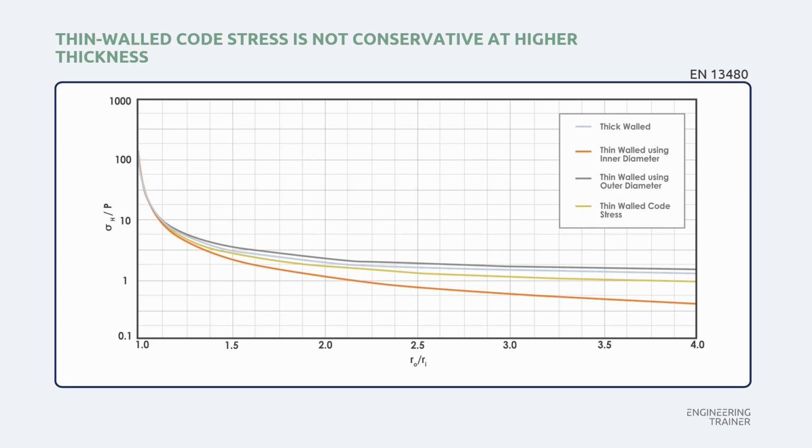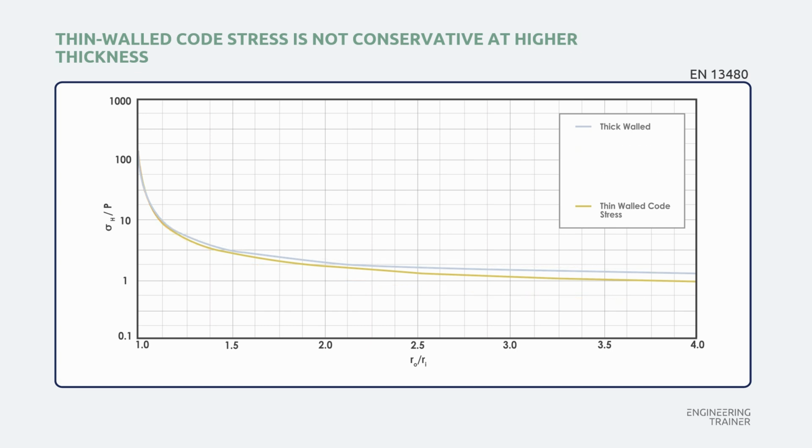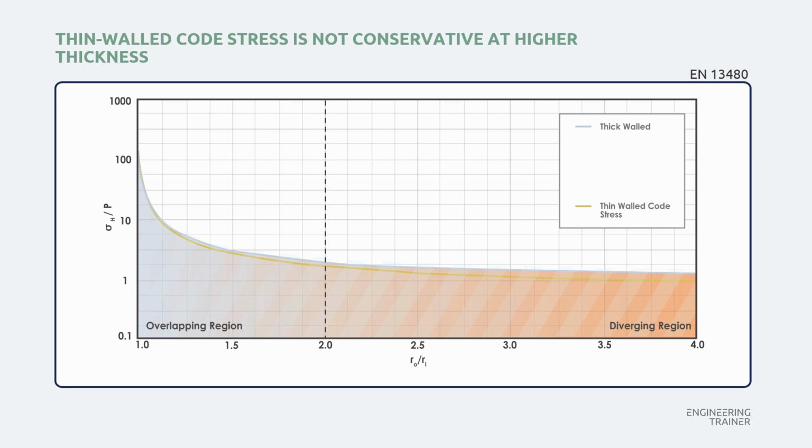These are not prescribed by the code. Between these two relations, we see the code-specific thin and thick-walled relations. Let's remove the relations that are not specific to the EN13480 code, so that we're able to compare the thin-walled and thick-walled relations. As discussed earlier, the relations overlap at low wall thickness and start to diverge at higher wall thickness, where the thin-wall code-specific relation underestimates the maximum stress in the pipe wall slightly, resulting in non-conservative results. So at some point, the thin-walled assumption is no longer valid, and the use of the thick-walled relations is required.